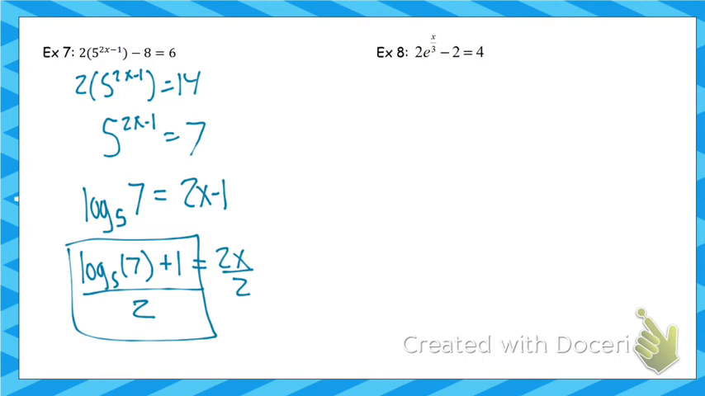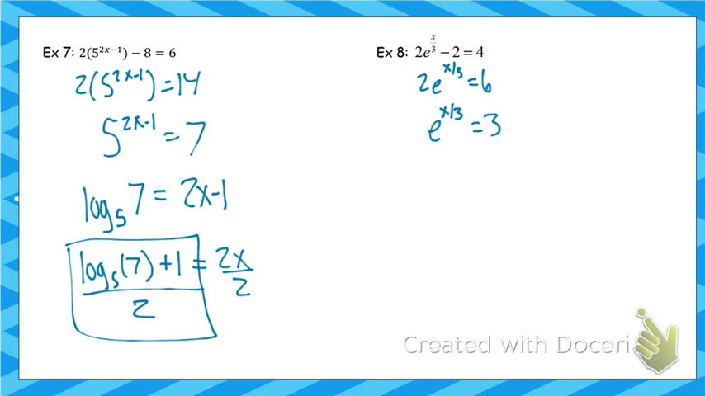All right, last one. If you feel comfortable, pause the video. Try this one on your own. So again, I want to get the exponent by itself. So I want to get this e by itself. In order to do that, I'm going to start by adding 2. Then I want to divide by 2.